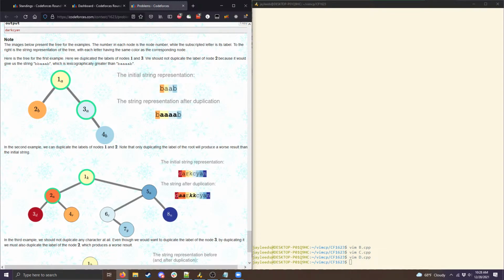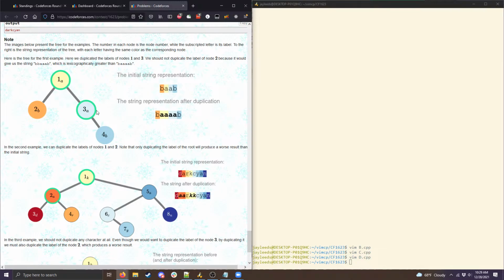And so then we need to figure out when we should duplicate a letter. It turns out that we should try to duplicate a letter whenever it's less than the next distinct letter in the string. In the first sample case, our initial string is BAAB, and we shouldn't duplicate the first B because it's larger than A, which is the next letter in the string.